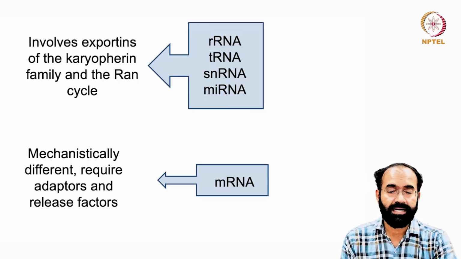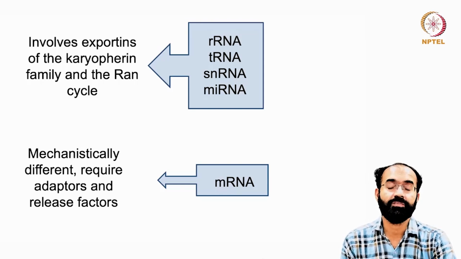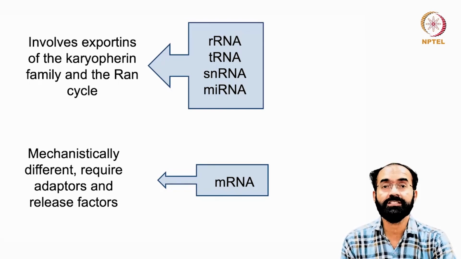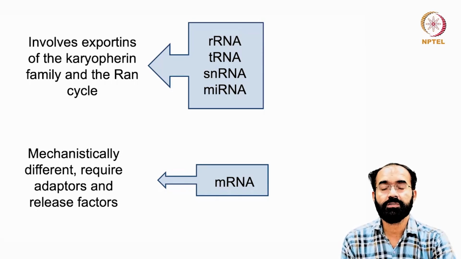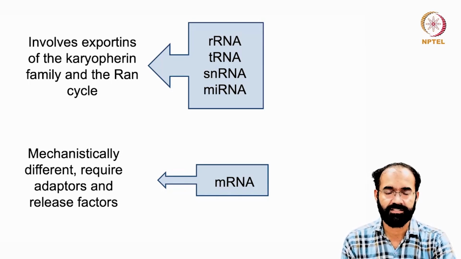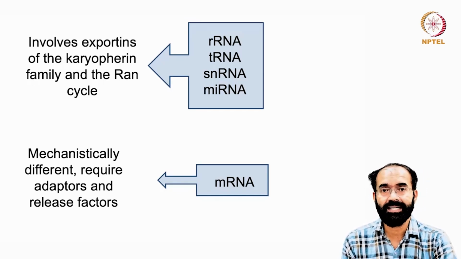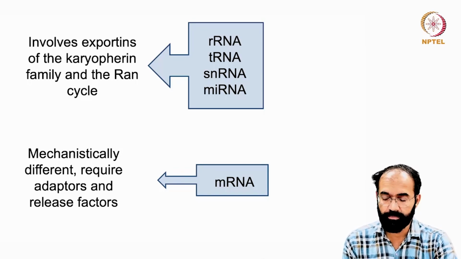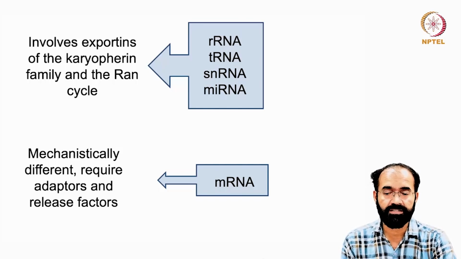So they are categorized: ribosomal RNA, tRNA, snRNA and microRNA follow one common cycle, the RAN GTPase cycle, and it involves the exportins of the karyopherin family. Whereas mRNA, which is meant for protein translation, is huge in size. Like we have seen, the muscular dystrophin gene is around 17 kilobases, so you can imagine how big that mRNA will be. So they follow a different strategy.